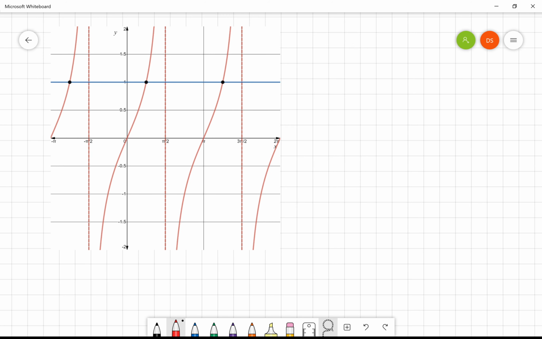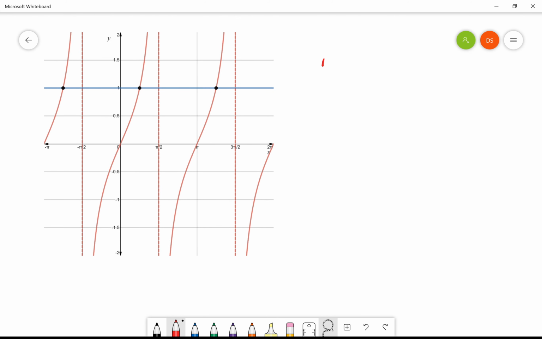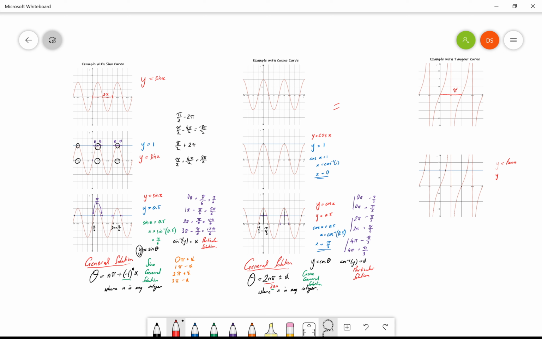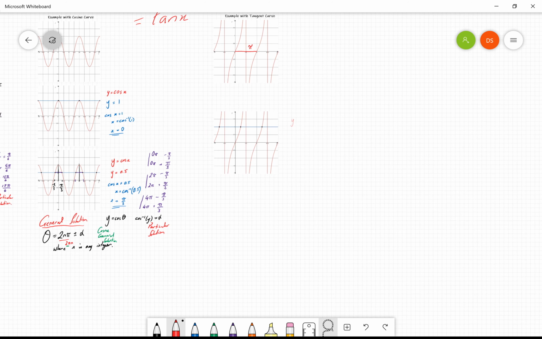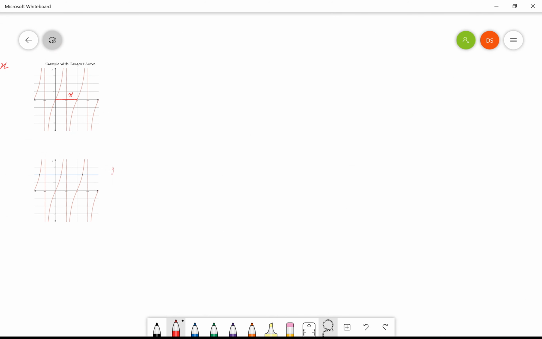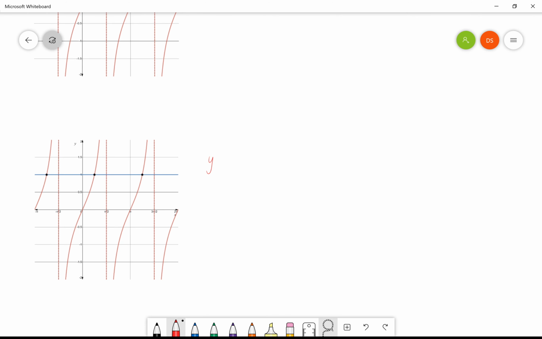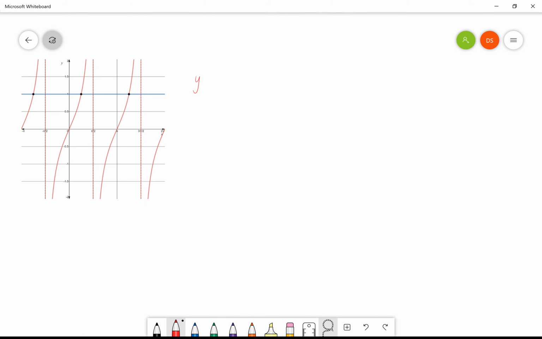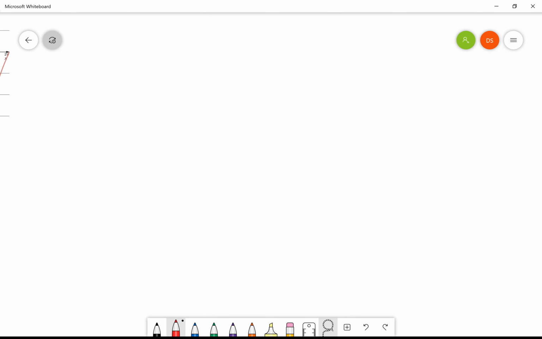Once again, we've got the red equation is tan x, and the blue equation is... good God. Sorry, team. Go back to where we were. Don't know how that happened. I don't know, these computers are freaking out on me today. Cool. This is great.